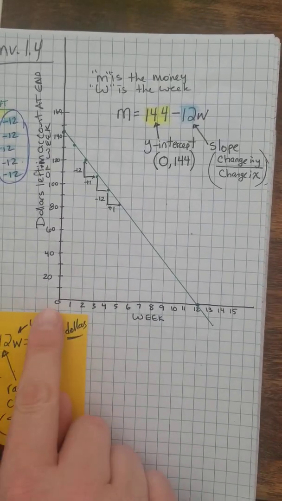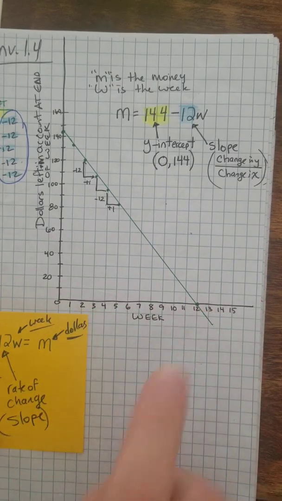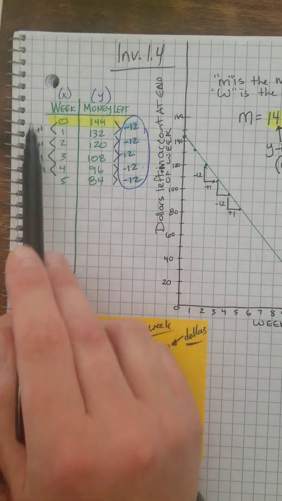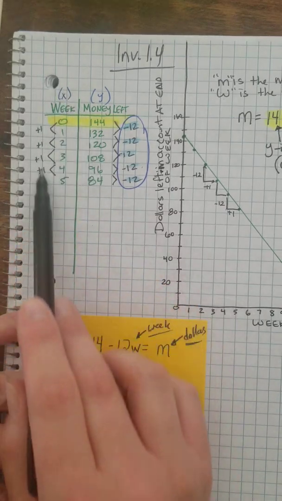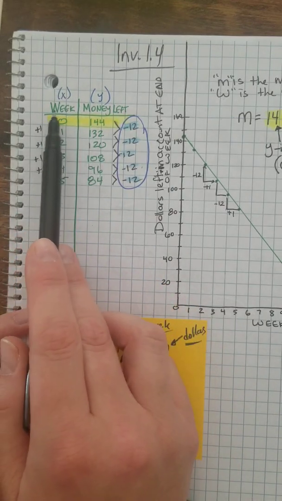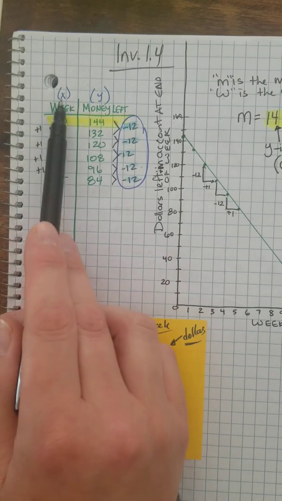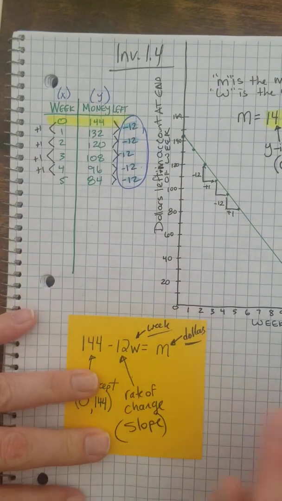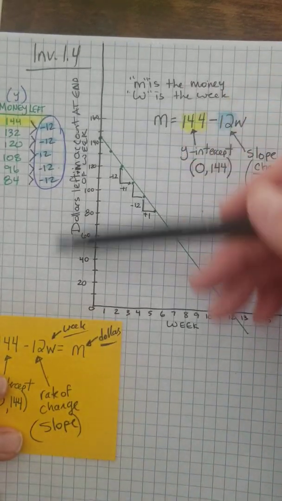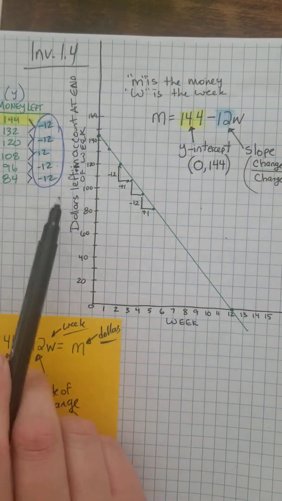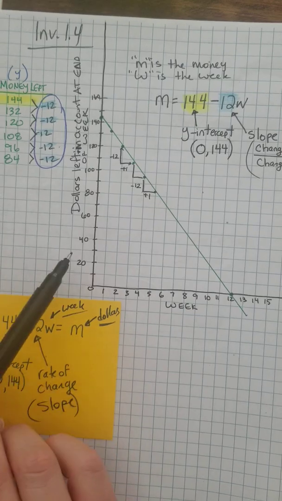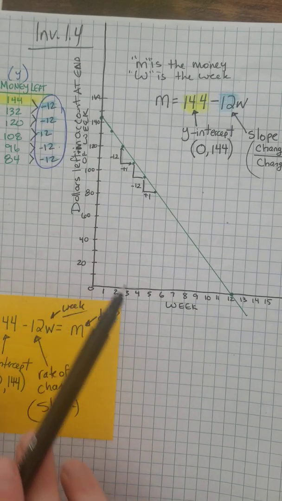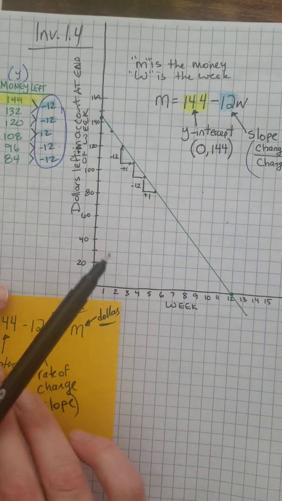So take note of the x-axis. In this case, we know that the weeks are our independent variable. We know that because we were given a data table, it's on the left side of the data table, and that is typically where we see the independent variable. And then the money left is on the y-axis. It is the dependent variable. The money depends on what week it is. The money in the account depends on how much time has gone by.